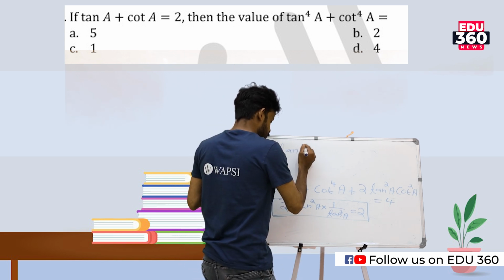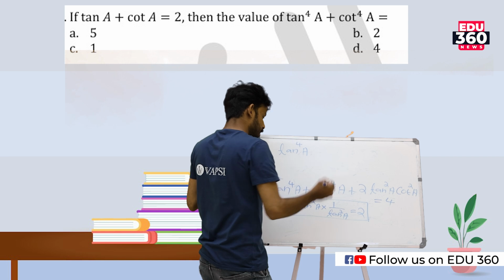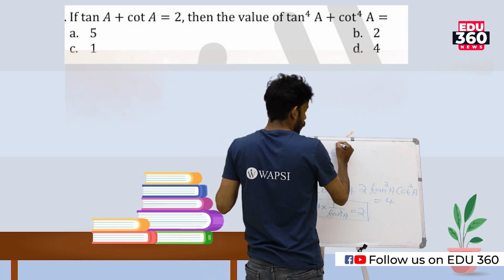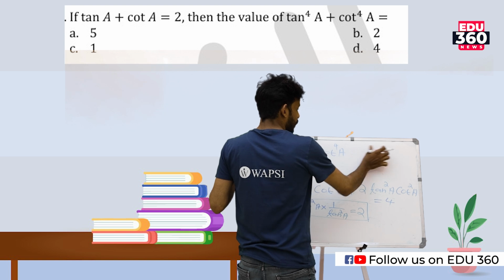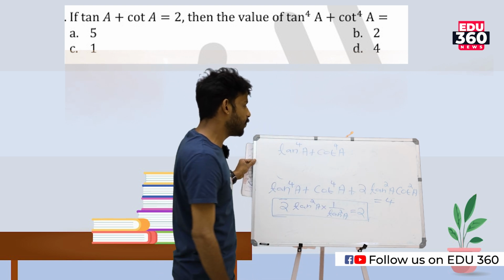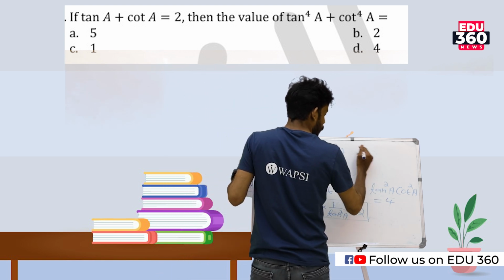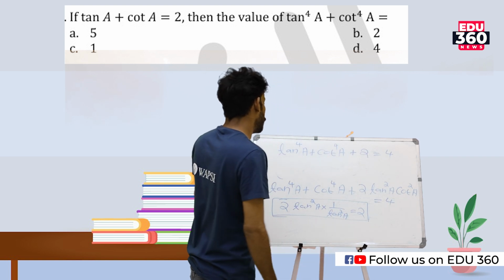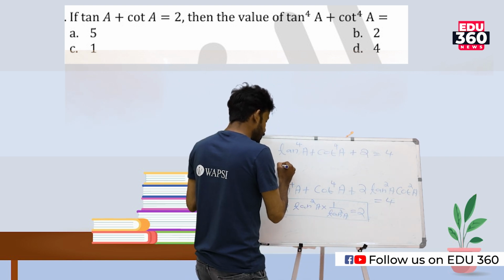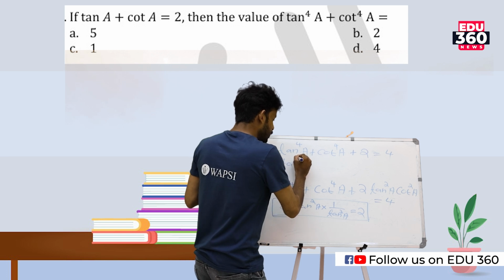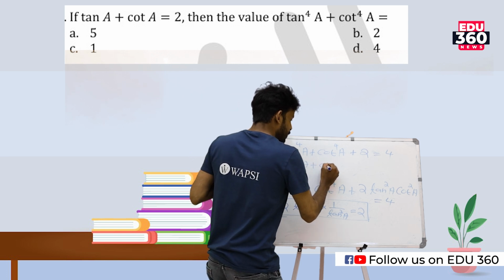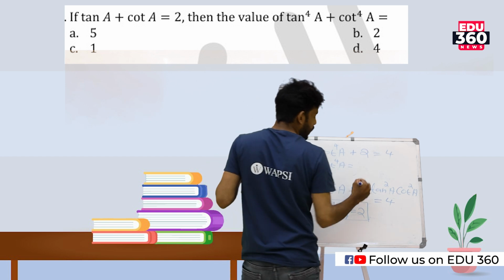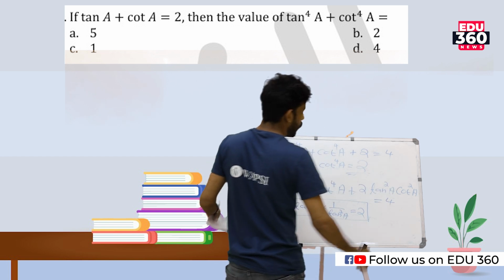tan raised to 4a plus cot raised to 4a plus 2 is equal to 4. So hereafter, on rearranging this, we can write tan raised to 4a plus cot raised to 4a is equal to 4 minus 2. The value is 2.